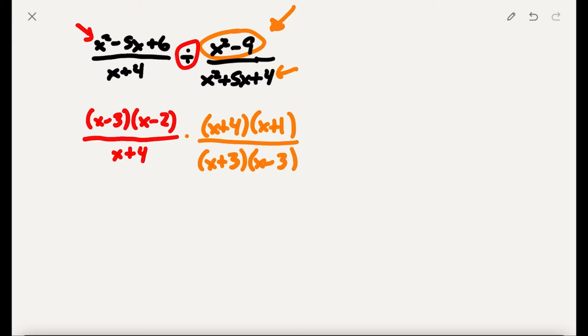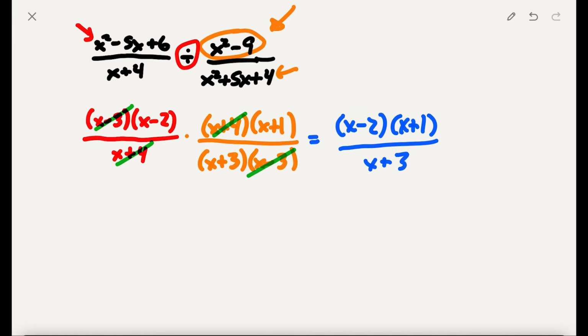Okay, next step is I'm going to cancel out any of the factors that I can. So this x minus 3 and x minus 3 will cancel. This x plus 4 and x plus 4 will cancel here. And you're going to be left with, if you multiply across, x minus 2 times x plus 1, all divided by x plus 3. If you wanted to, you could expand out that numerator. You should get x squared minus x minus 2 all over x plus 3 as the final answer.